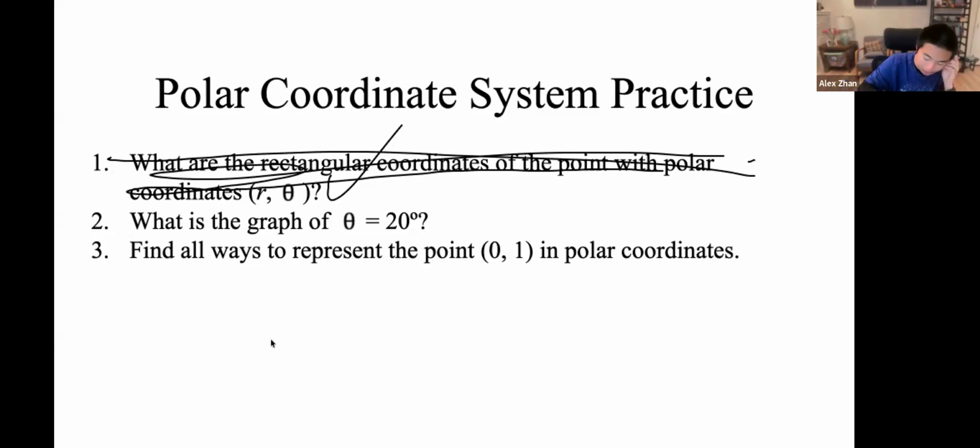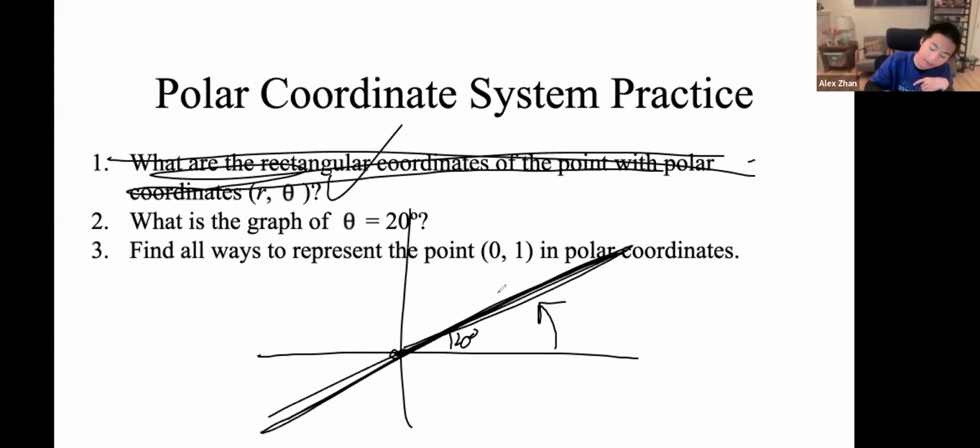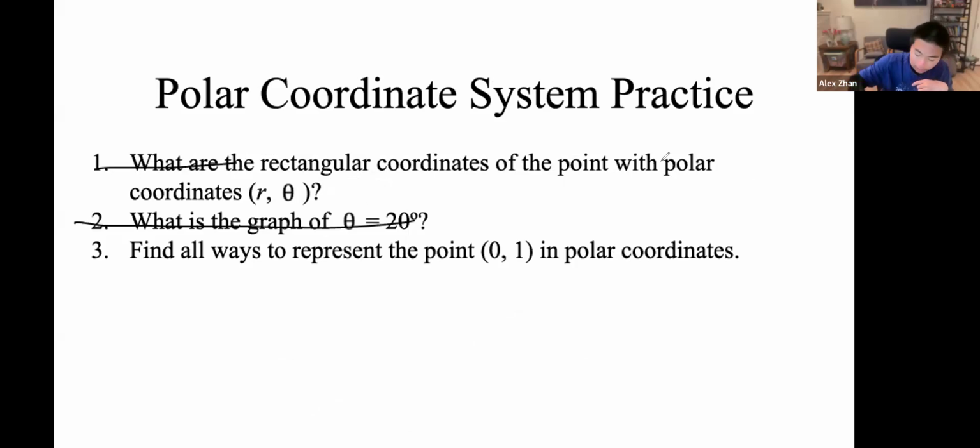Yes, it is. The reason it's a straight line is because theta equals 20 degrees, so all points on it must be on this line. Do you guys agree? Because that's the definition of what theta is. All points have to be on this line. Okay, next problem then. What about number 3? How do you represent this?